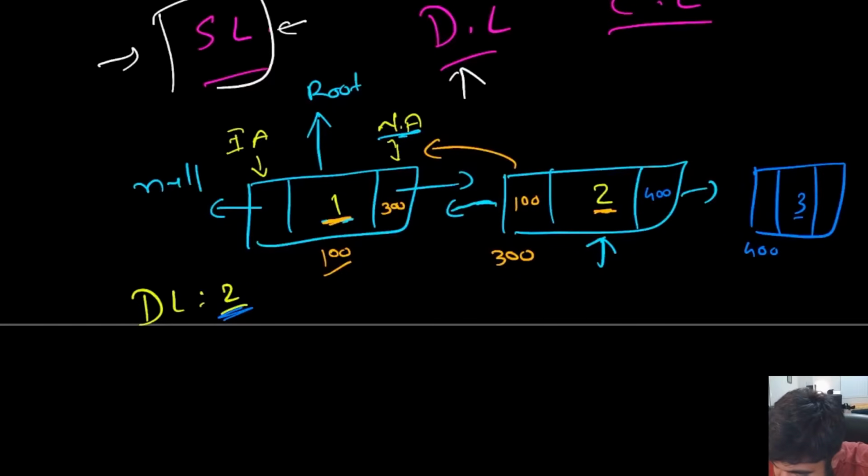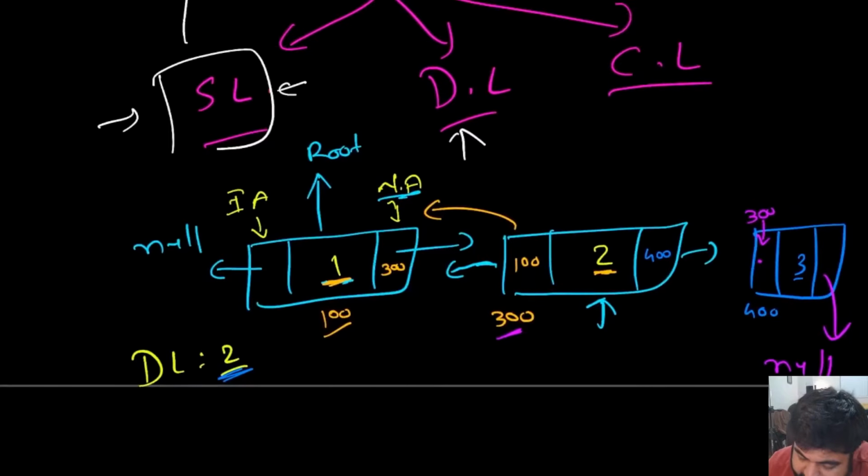In the same way, this 3, in this first portion, is going to have the address of the previous element. The address is currently 300, so it will have 300 in this first position. And then this next element is actually going to point to a null value. And this is how a doubly linked list works.